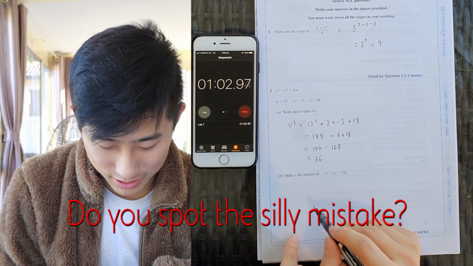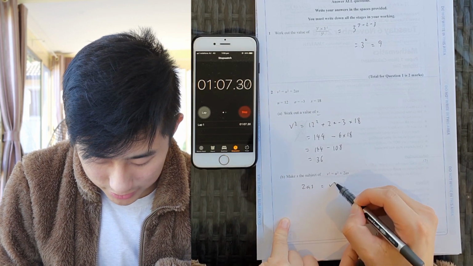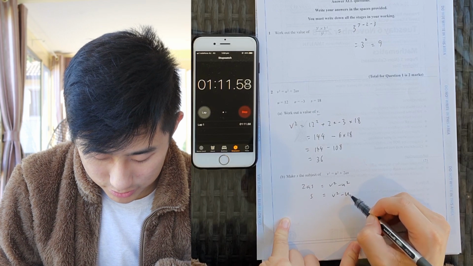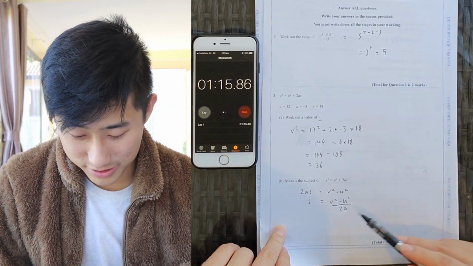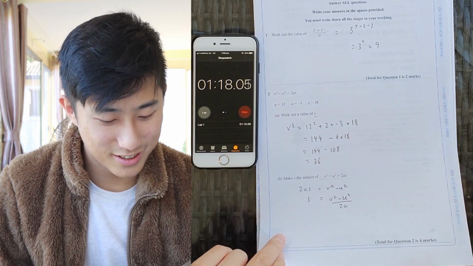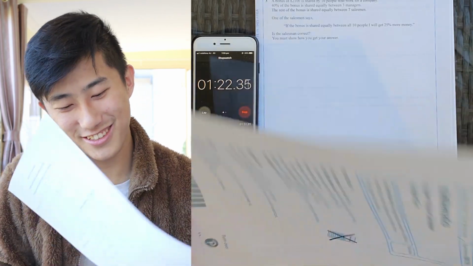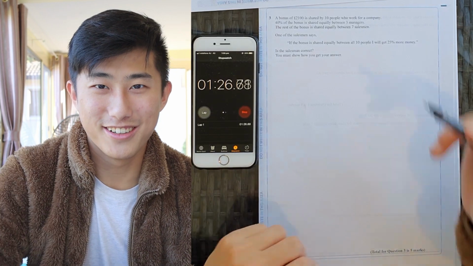Okay, make s the subject. So 2as equals v squared minus u squared. s equals v squared minus u squared on 2a. How many marks is that? This is 6 marks already, and I've spent just over a minute. Okay, this doesn't seem very hard at all, but maybe it gets harder. We'll see.